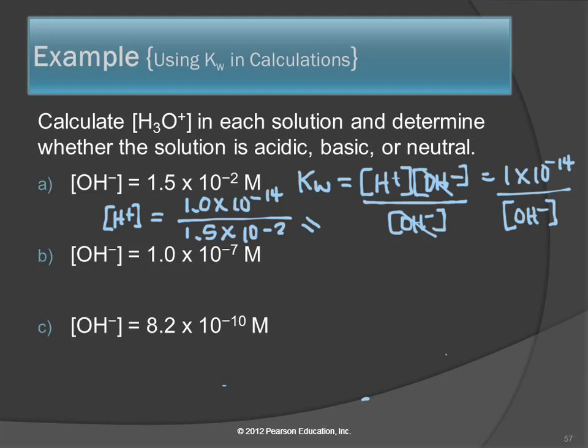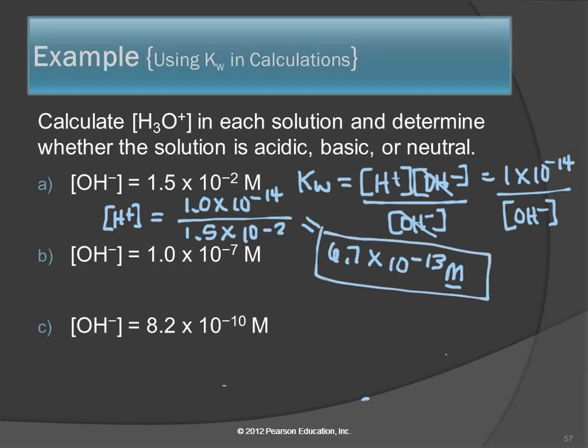Here's another place where if you're not using your EE button on your calculator, you can get into trouble. 1 EE minus 14 divided by 1.5 EE minus 2 equals, in my calculator, using two significant figures, 6.7 times 10 to the minus 13 molar. These numbers are of a size that you cannot always convert into decimal form and type into your calculator that way. So you really do need to learn that EE button. Any questions about that one?